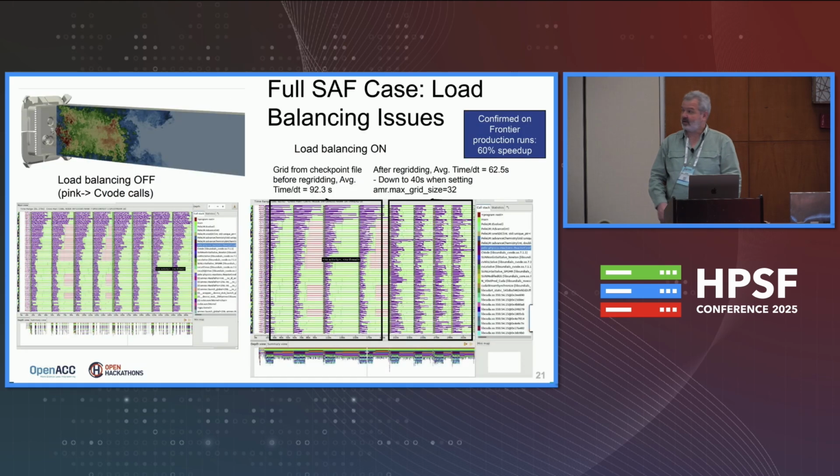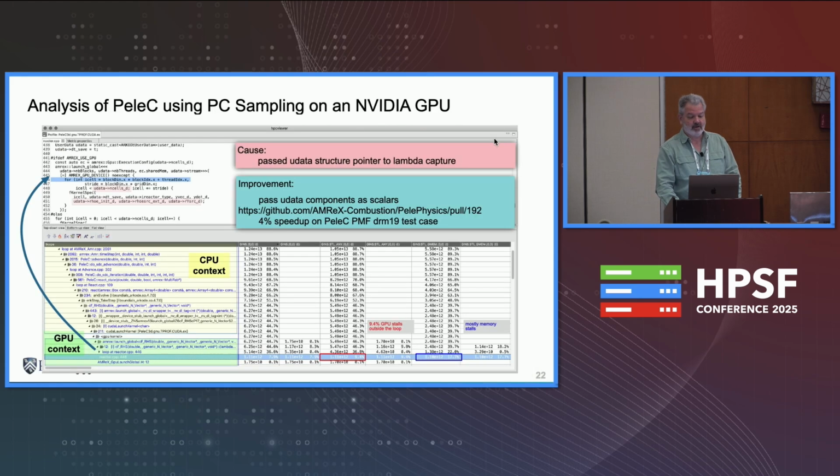Some other things: this is from a recent hackathon where they were monitoring a code called Pele LMX. It's a low Mach number code. They were doing computational chemistry of fuels burning, and you can see over here that there's imbalance. After they saw this with our toolkit, they talked to the folks in AMReX and were able to rebalance the load and got a 60% improvement on Frontier.